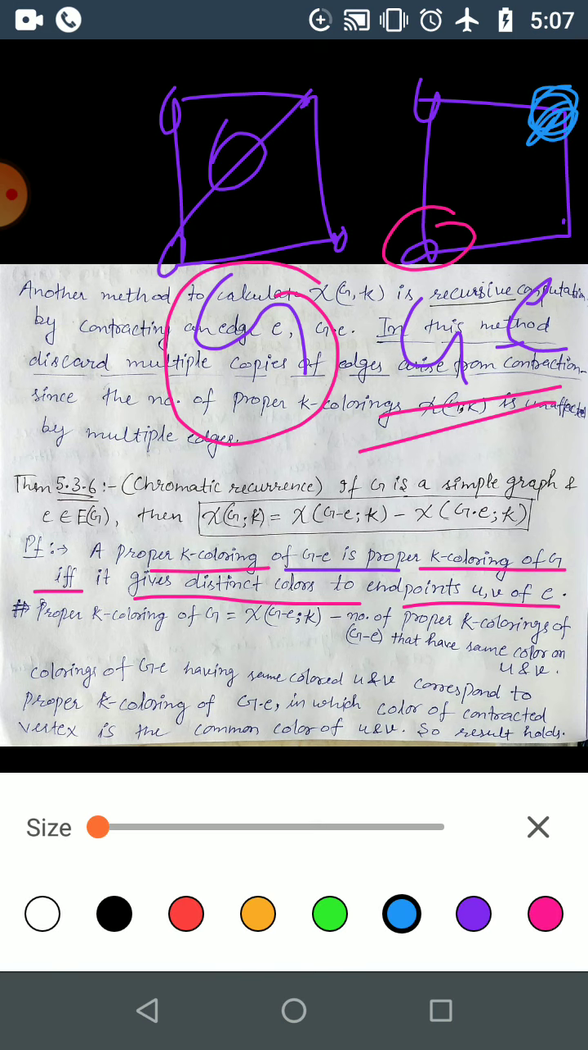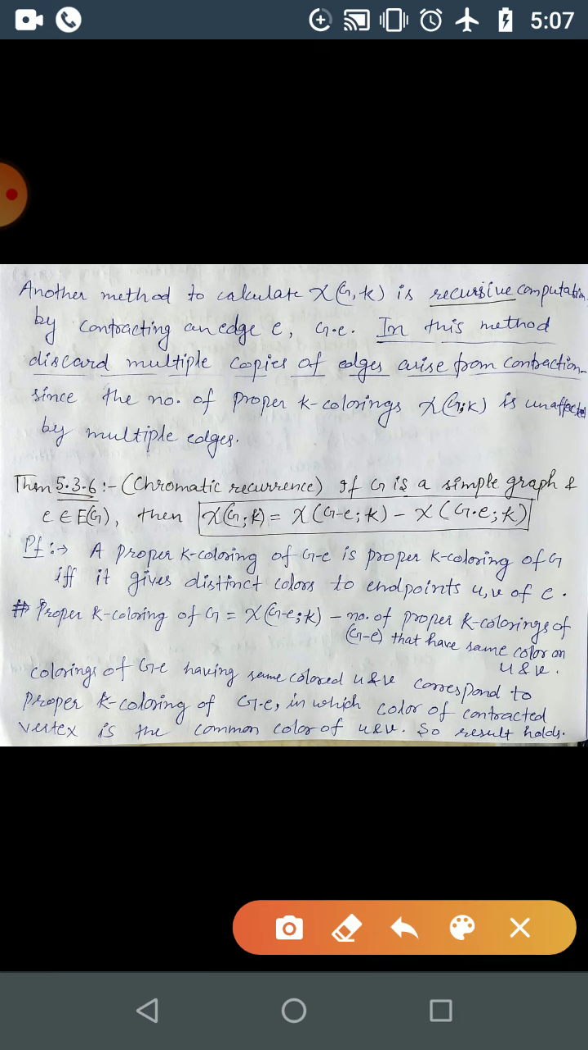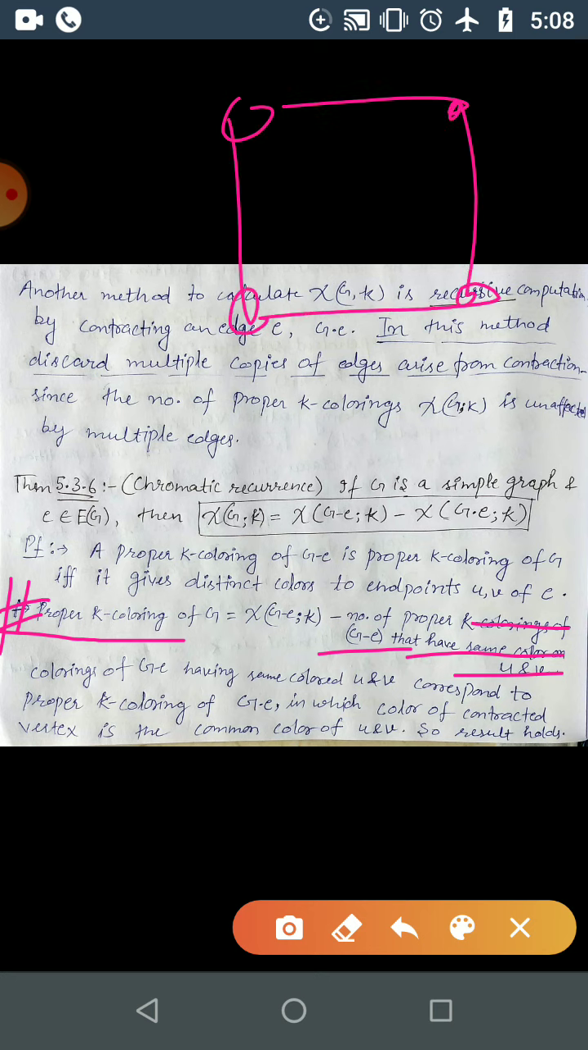So here the endpoints of E we have colored with different colors, so that this will give us the chromatic polynomial of G, or you can say the proper k colorings of G. So this is the idea here. The number of proper k colorings of G will be equal to the number of proper k colorings in G minus E, minus the number of proper k colorings of G minus E that have the same color on U and V. So obviously you consider all the proper colorings of G minus E, and you remove all the proper colorings which have the same color on U and V.